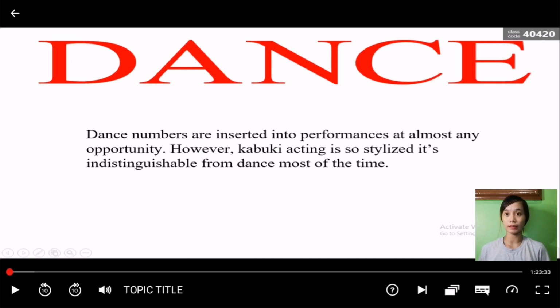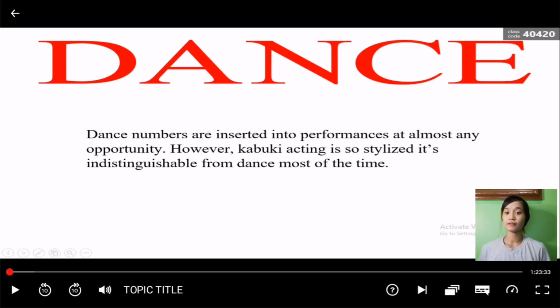So the next one is dance. Dance numbers are inserted into performance at almost any opportunity. However, kabuki acting is so stylized, it's indistinguishable from dance most of the time. Actors are trained to move and gesticulate using dance-like motions, meaning dance is an integral part of all kabuki plays.